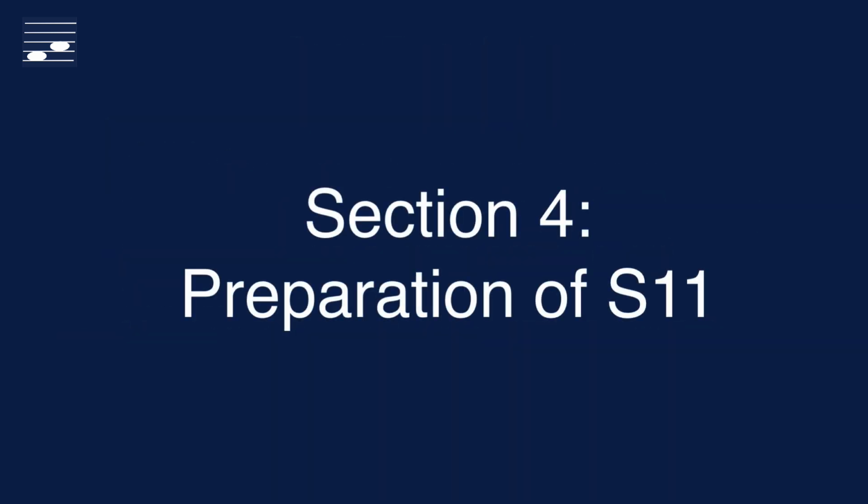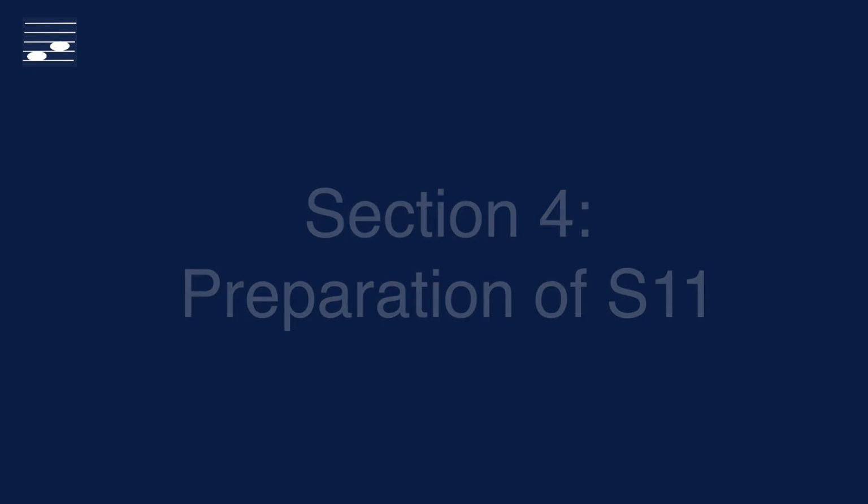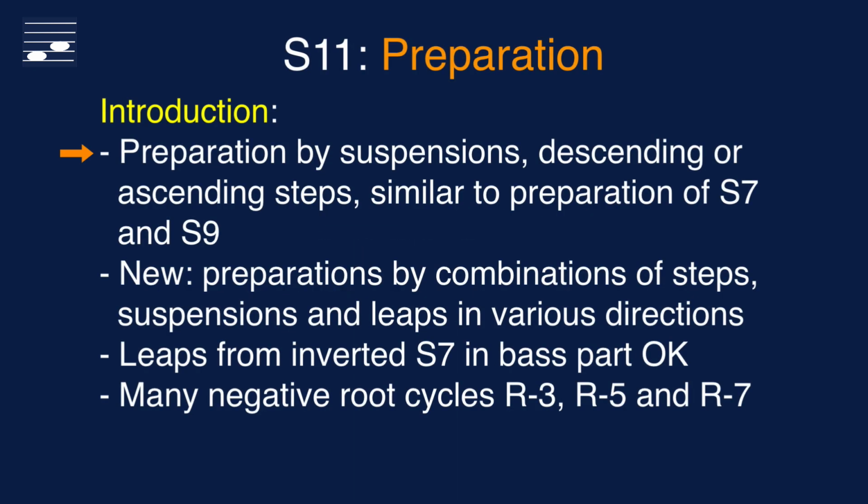Next, we look at preparation of the 3 dissonant functions in the S11. As was the case with the 7th chord and S9, we may prepare the dissonance through suspensions, stepwise descending or ascending motion. What we did not see for the S7 and S9 and is new here is the combination of preparation mechanisms. I did investigate that option at the end of my video on the 9th chord, a case not discussed in the Schillinger books.